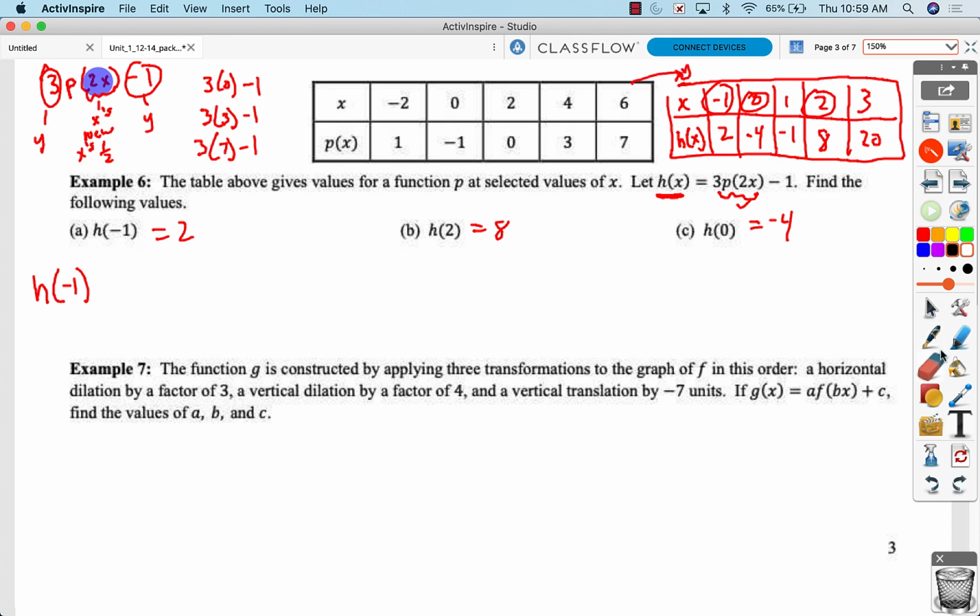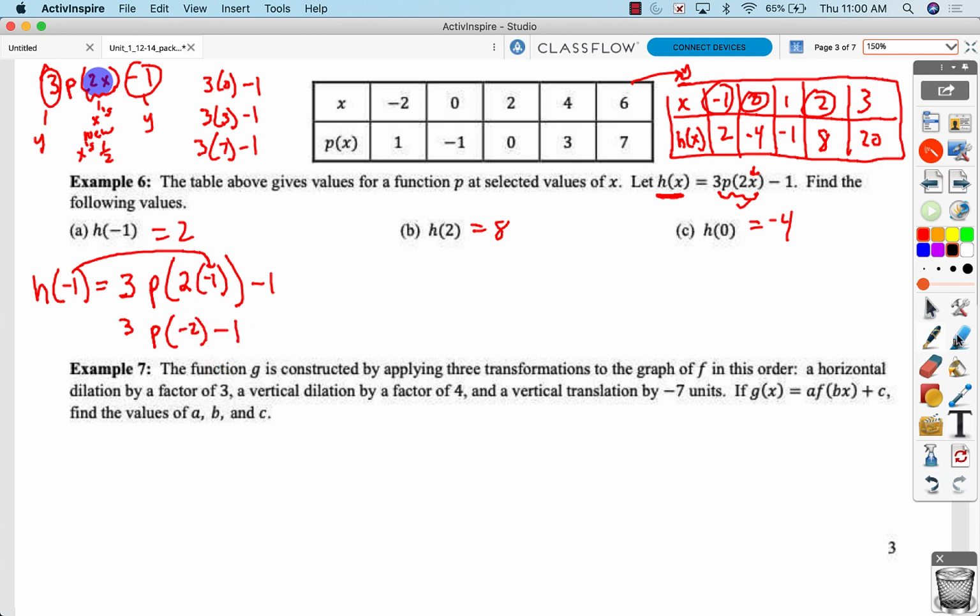But a lot of mistakes happen with the way I'm about to do it. So, okay, you have this negative 1. So you put the negative 1 in: 3p of x squared, and there's an open parenthesis, and I need to put that negative 1 in there, minus 1. So look what I did. I put this negative 1 into this x. Now I say, okay, 3p of negative 2 minus 1.